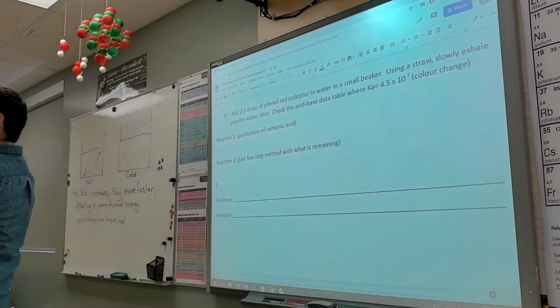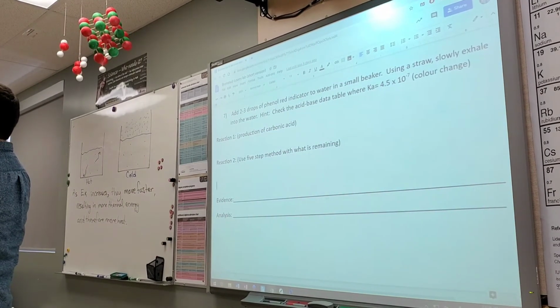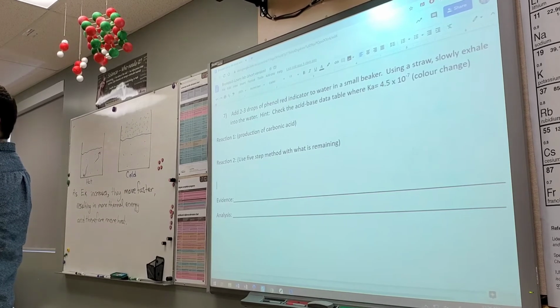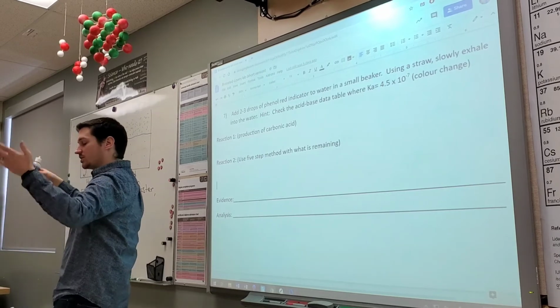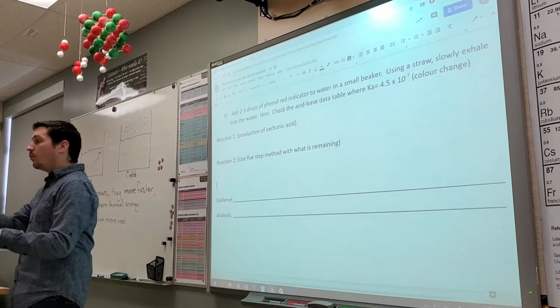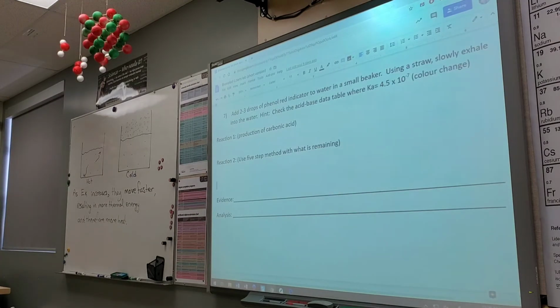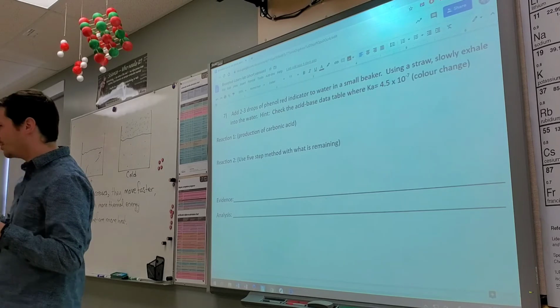The reason why it's basic is because this indicator, bromothymol blue, starts to degrade, it starts to break down and react if it's in an acidic solution. So we keep it in a basic mixture to make it last a really long time, okay? So when I add a basic solution to water, what am I slowly turning the water into? A basic solution. Does that make sense? The more bromothymol blue I add to this thing, the more basic it becomes. Does that kind of make sense?